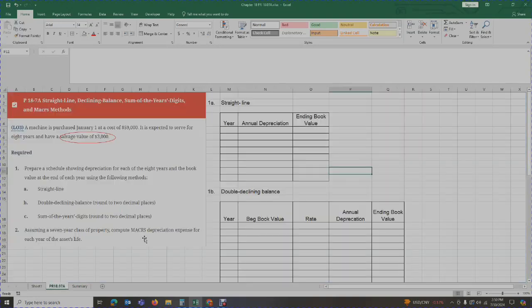The problem deals with the straight line, declining balance, sum of the year's digits, and MACRS methods of depreciation. Okay, so in this problem we have a machine that is purchased on January the 1st at a cost of $59,000. It is expected to serve for 8 years and has a salvage value of $3,000. So that salvage value is basically at the end of its useful life of 8 years, we are still anticipating it having a good value of $3,000, where we can maybe trade it in or sell it on the side, and still get something out of it.